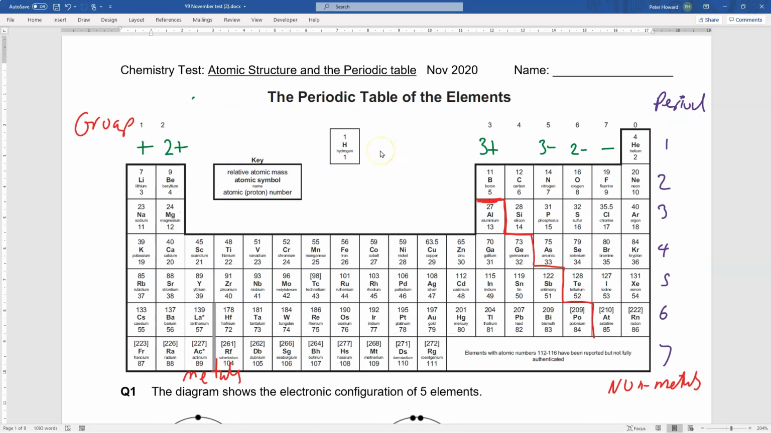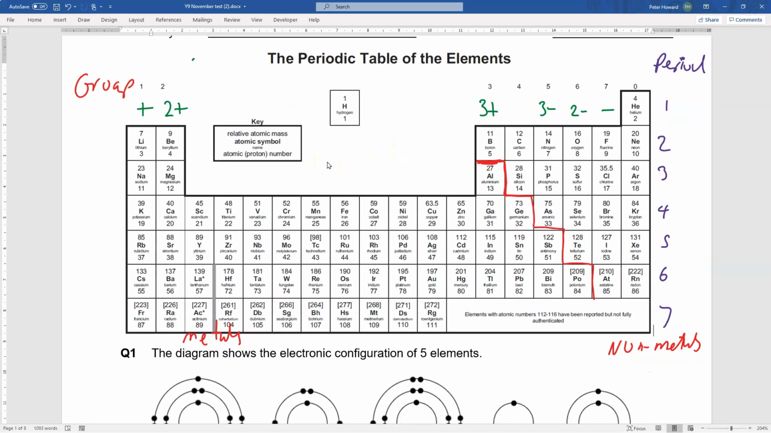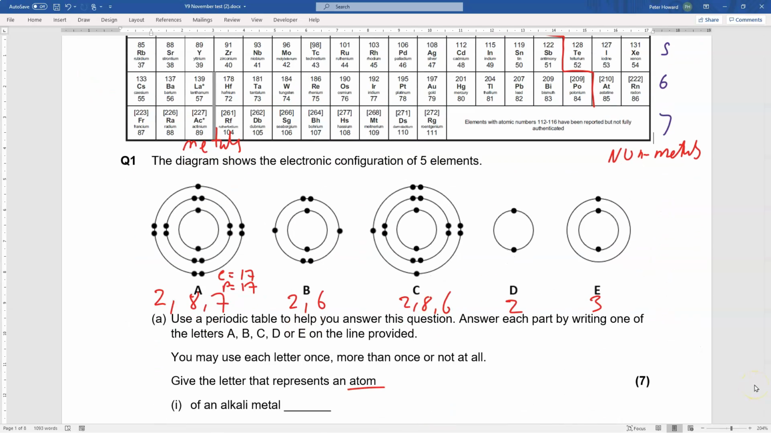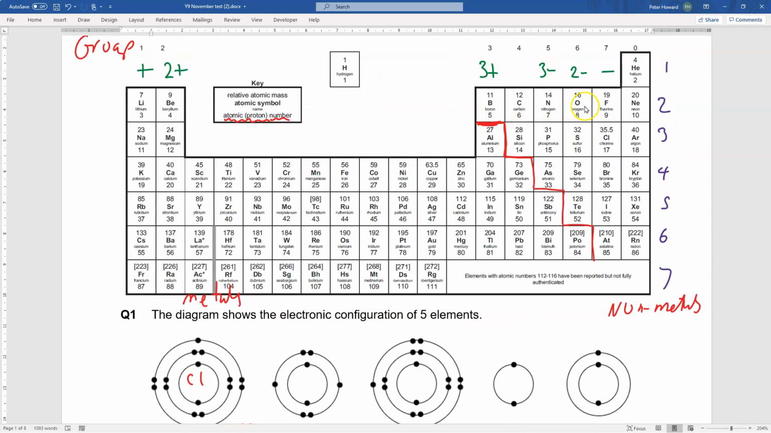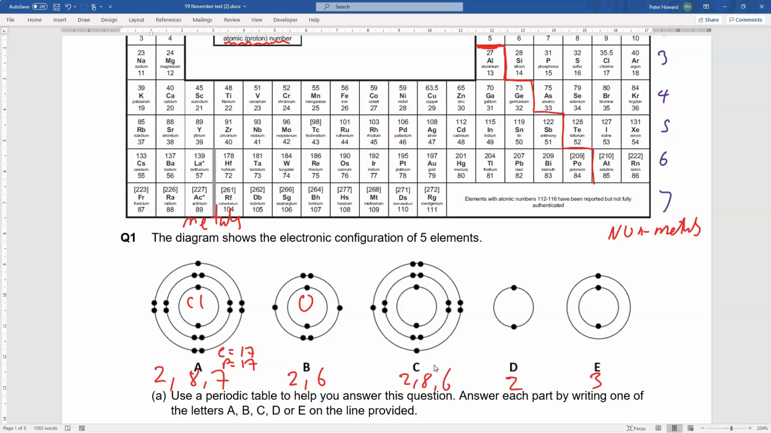From our periodic table here, we can see it has a key. It tells us the atomic number or proton number is the bottom number. We find 17, and we can find this one here is chlorine. Second one, 2, 6, so 8 protons. We can look it up in the periodic table and find that's oxygen. Next one, 2, 8, 6.